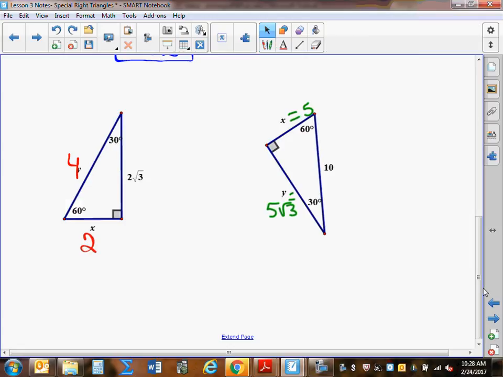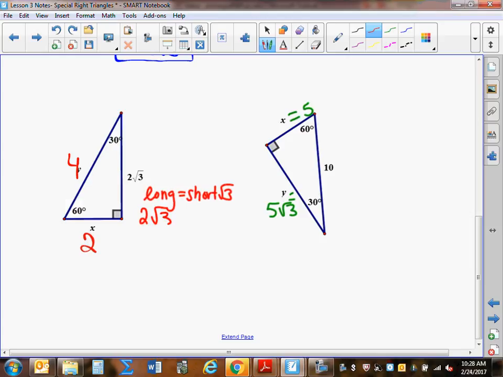Do we agree with this first one in red? Good. This is my long leg, and remember your long leg equals short times root 3. So if my long leg is 2 root 3, and I'm solving for my short, divide by root 3, divide by root 3, and you get short is just 2. And then you double that for your hypotenuse.